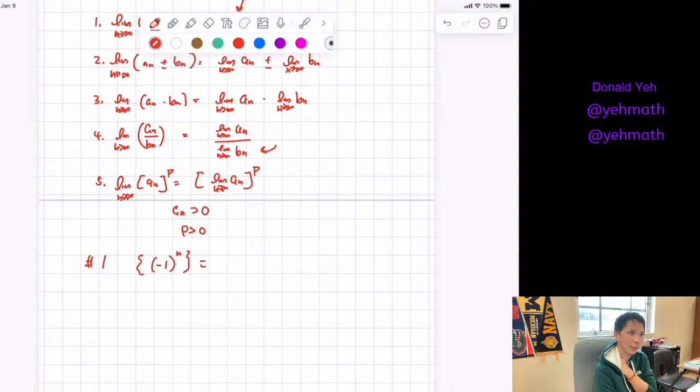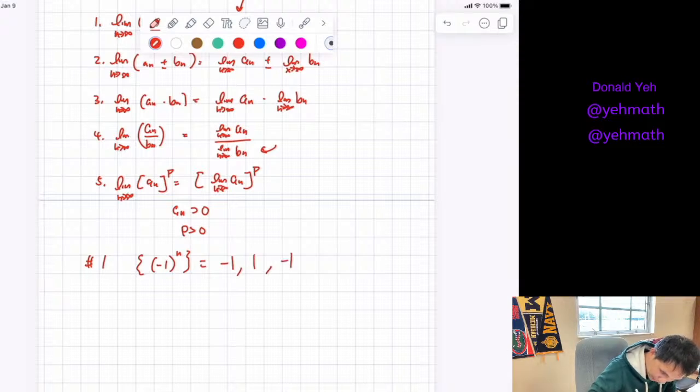So why does this one diverge? What is it called? Oscillating, yes. It's oscillating between -1, 1, -1, 1. It's not settling on one number. If it's not fixated on one number, then we're going to call it divergent.